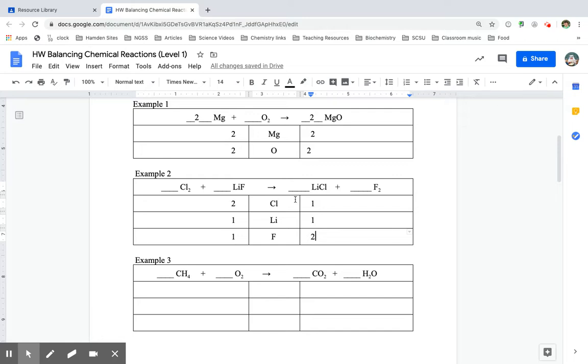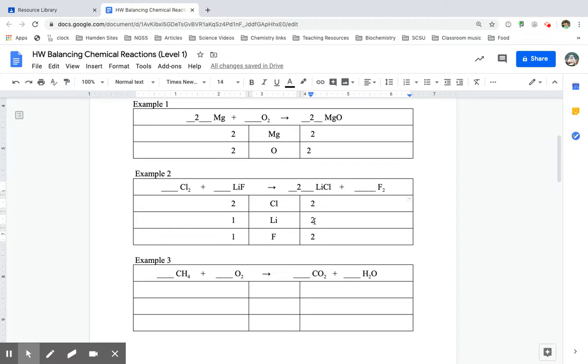I have 2 on one side and 1 on the other. I can never take them away. I can only add more. So I'm going to put a 2 in front of this one because it changes the chlorine, but it changes everything. It changes the 2 to the Li. Now I have 2 lithiums, and it changes the chlorine. That's what I was trying to do in the first place. So now I have 2 chlorines. Good, good. So my chlorines match, the lithiums used to match.